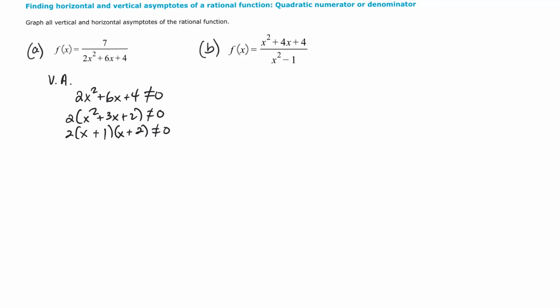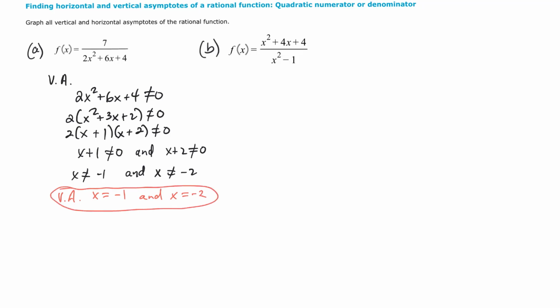Now, getting the domain here says x plus 1 cannot equal 0, and we also know that x plus 2 cannot equal 0. So we know x cannot equal negative 1, and x cannot equal negative 2. Now, this gives you vertical lines that act as boundaries. And so what are the vertical asymptotes then? It's got to be x equals negative 1 and x equals negative 2.